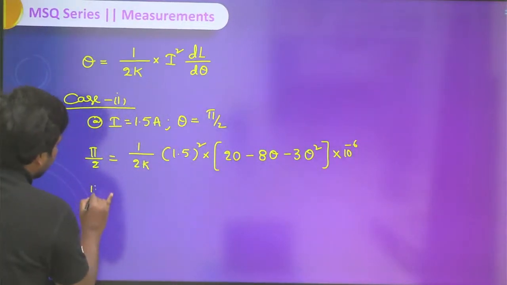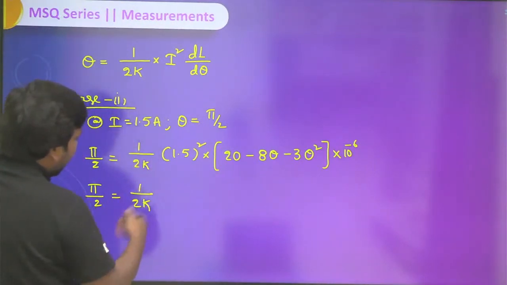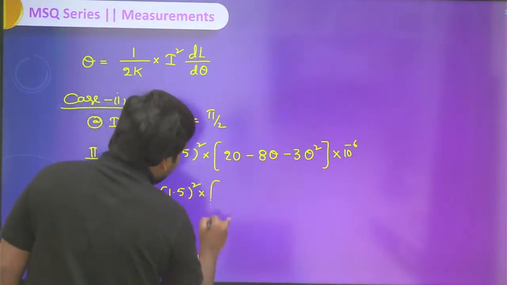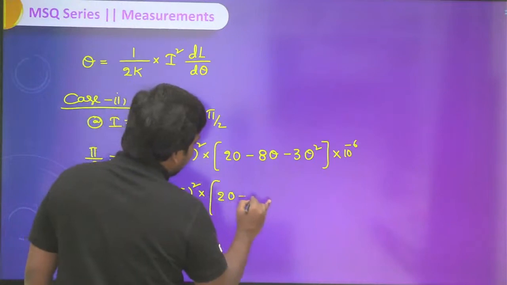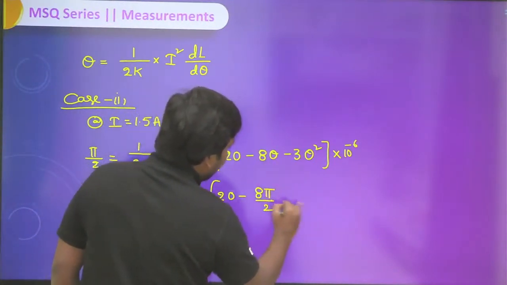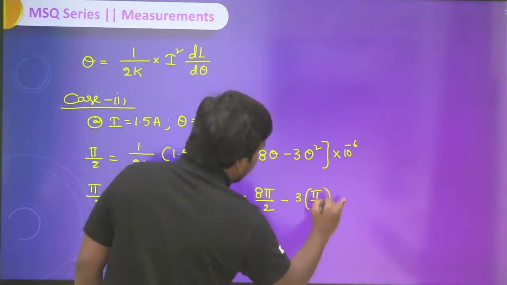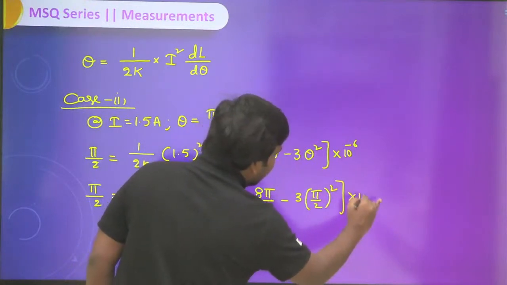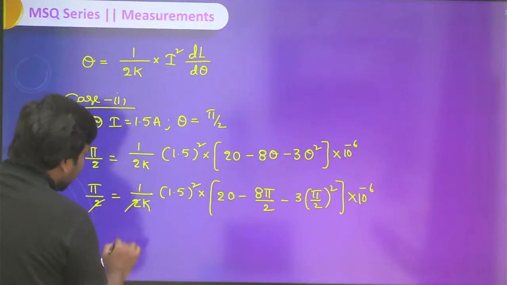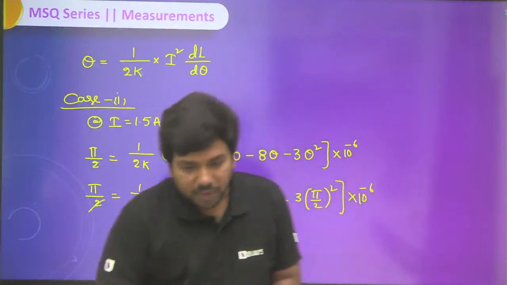Now substitute pi by 2 here, and I will be very happy if you can complete the solution and give me a value of k. So 1.5 square, and then here it will become 20 minus 8 pi by 2, because theta is pi by 2, minus 3 into pi by 2 whole square. Relax, it's not a difficult question, it requires a little bit of patience, and from here we can remove this 2 and get the value of k.